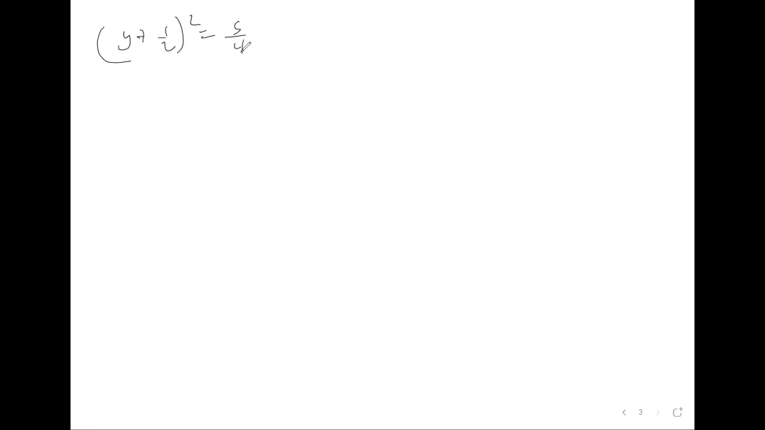Then introducing a square root on both sides, you have y plus half equals plus or minus the square root of 5 over 4, which gives us plus or minus root 5 over 2. So we make y the subject. We have minus half plus or minus root 5 over 2. So we have two values.